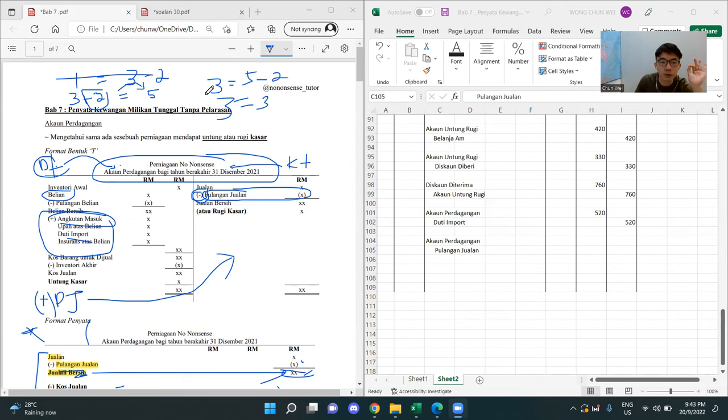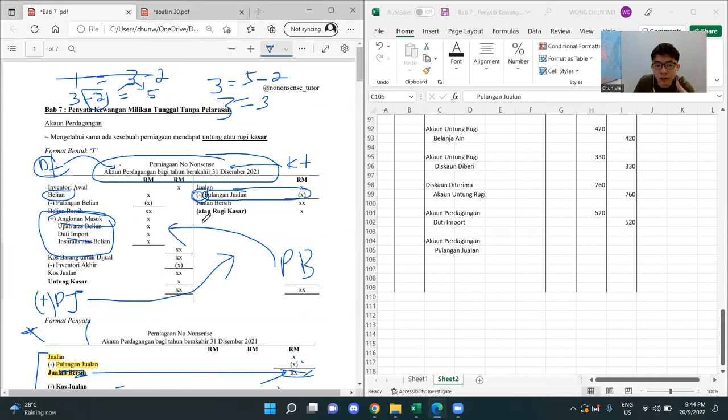Alright? So now you're clear. That's why we have a minus here. Same thing for pulangan bulan. The pulangan bulan supposedly be here. But now, because we want to see the pulangan, the bulan bersih, therefore we put it here. So because we put it the other side, it becomes a minus.